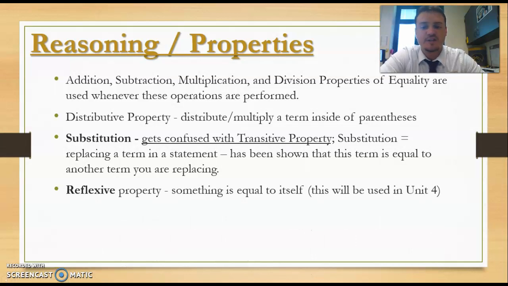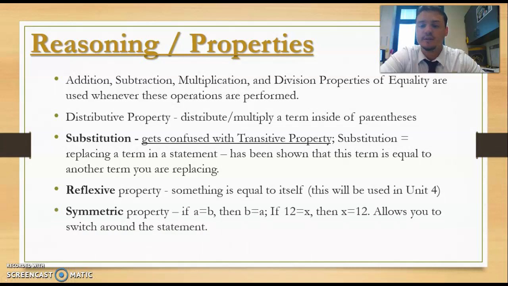Reflexive property is just when you're saying something is equal to itself. This isn't used a lot in this lesson. We're going to be using this in Unit 4 a lot, though, and we'll revisit it then.